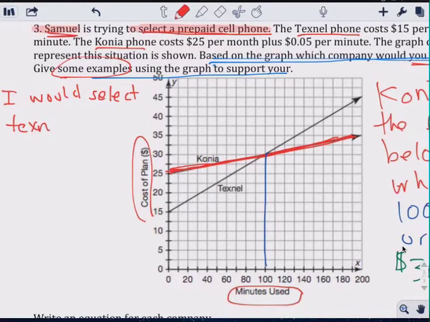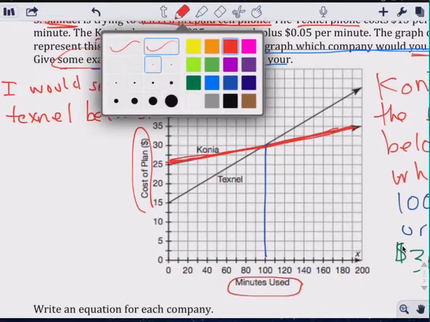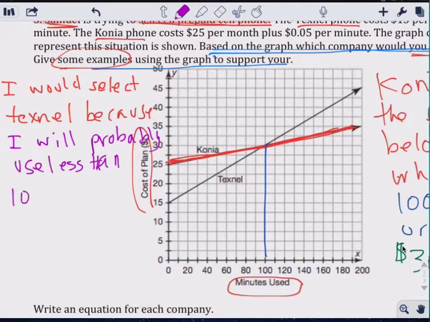Text Nil because if I chose, because I will probably, is a better word, use less than 100 minutes on my cell phone.